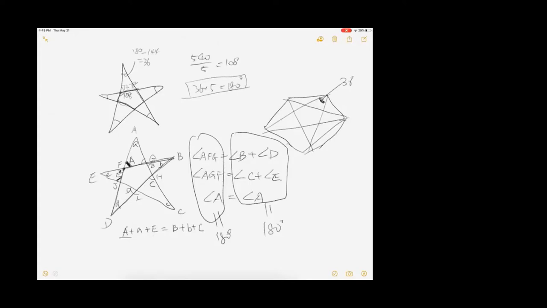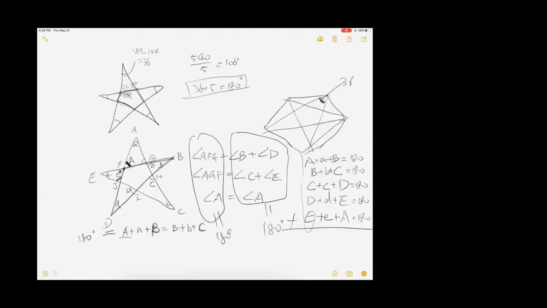So actually it's big A plus small A plus big B equals big C plus small B plus small C equals big B plus small B plus big C. They're all 180. Okay. So you basically find out big A plus small A plus big B is 180. And big B plus small B plus big C is 180. The third triangle is big C plus small C plus big D is 180. The next one is big D plus small D plus big E is 180. And the next one is big E plus small E plus big A is 180. And you add them up.